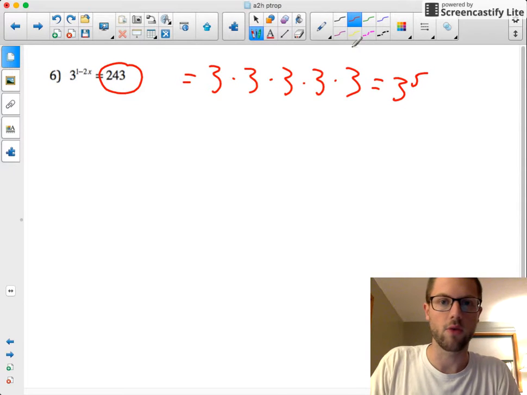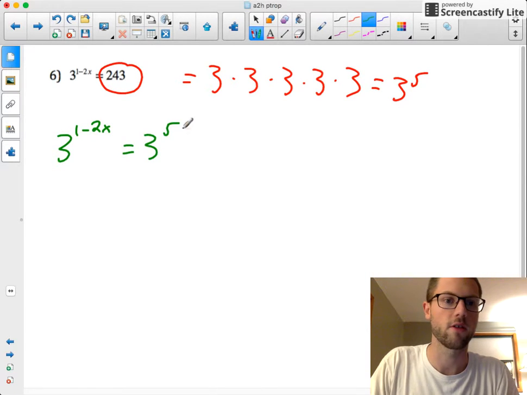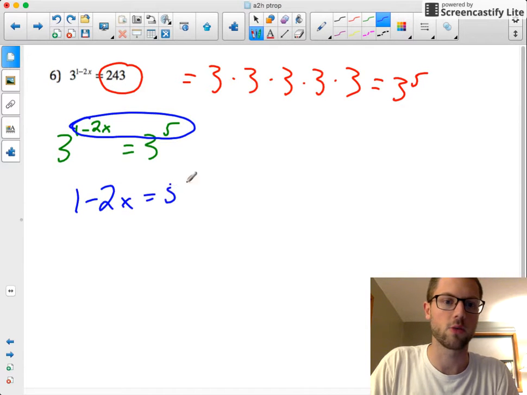All right, so now I can rewrite this as 3 to the 1 minus 2x power is going to equal 3 to the fifth power. And what do you know? Now I have the same base. That's good. And I can set my exponents equal to each other. So 1 minus 2x must equal 5.